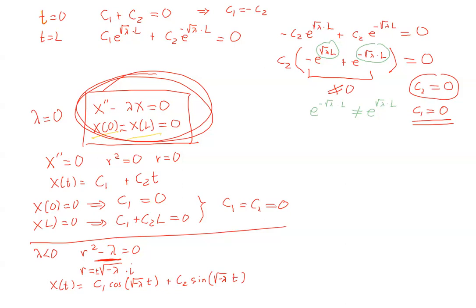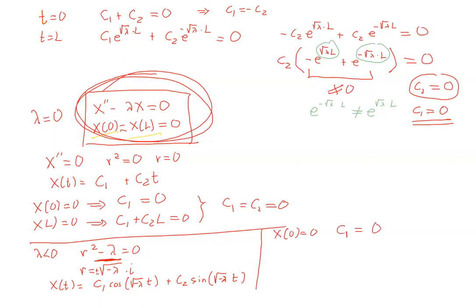If this doesn't work out, if we don't find non-zero solutions, then the whole method that we chose from the very beginning really doesn't work. But let's see what happens. So what does x of 0 equals 0 translate to? If you plug in t equals 0, then sine of 0 is 0. So what you get is c1 is equal to 0. That's what you get, right? So c1 has to be equal to 0.